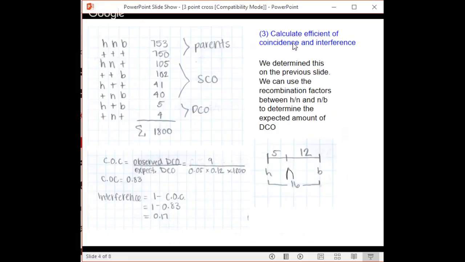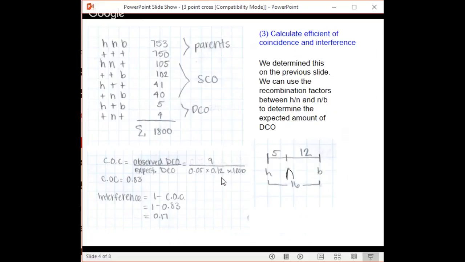So now we need to calculate our coefficient of coincidence and our interference. Here's our map here, and all we do to calculate our coefficient of coincidence is we find the observed number of double crossovers and put it over the expected number of double crossovers. So we observed 9, like we found earlier. 5 plus 4 is 9.